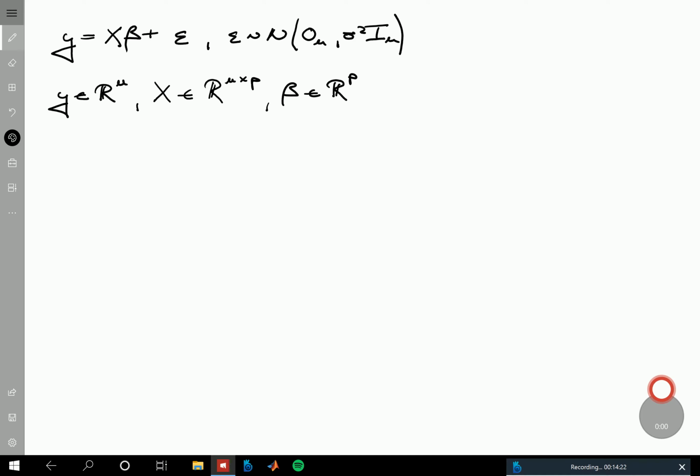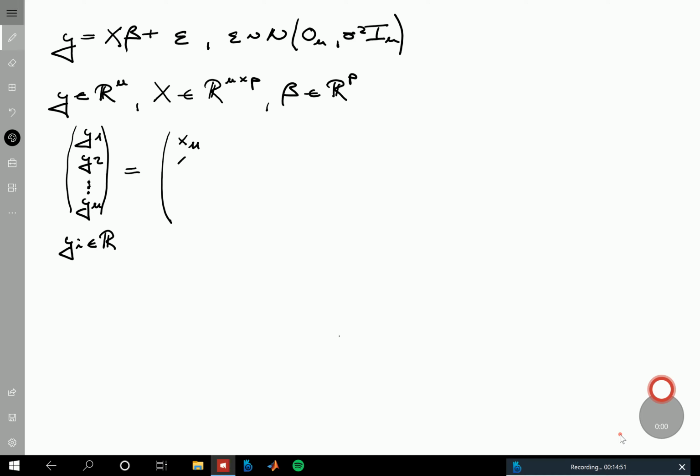Now, if we write this out again, what you should always see when you see this equation is a vector of data points where each of these y_i is just a real number. So something like 10.2 or 210.34, something like this.